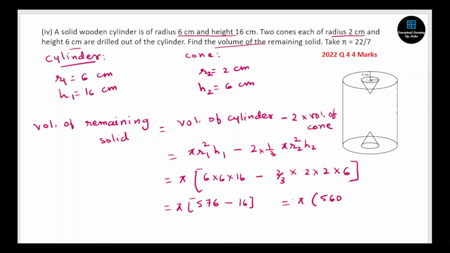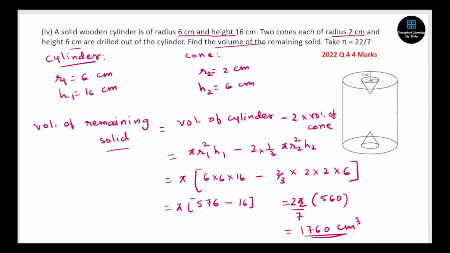If I substitute the value of pi as 22 over 7, I can easily find this answer. If I divide by 7, I'll get 80. And then my final answer becomes 1760, and this is nothing but centimeter cube. So, the volume of the remaining solid is 1760 centimeter cube. Again, make the calculation very easy so that you can find the answer quickly.